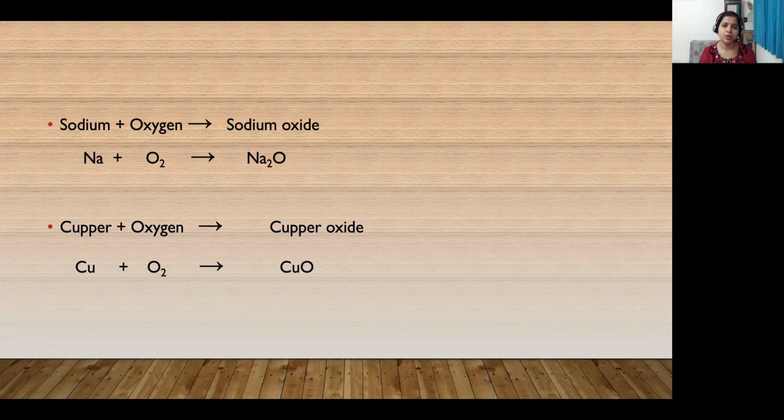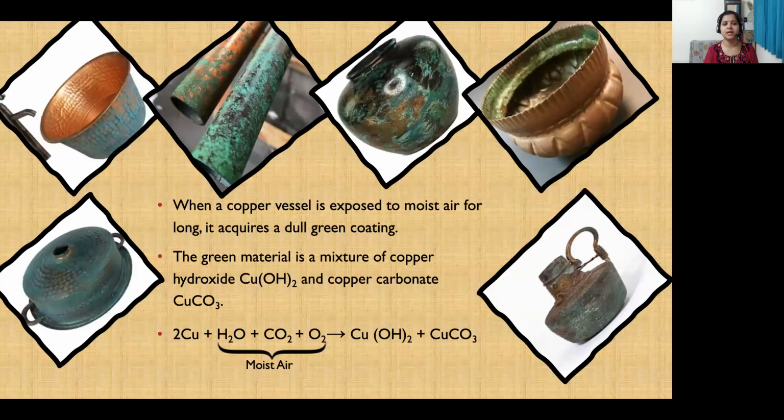Now tell me, have you ever seen the green color patches deposited over copper materials or copper vessels? If you look at this picture, you will observe the green color patches. So is it rust again? No, this is not rust. These green patches are called the patina. So is it the copper oxide? No, it is also not copper oxide, but it is the mixture of copper hydroxide and copper carbonate.